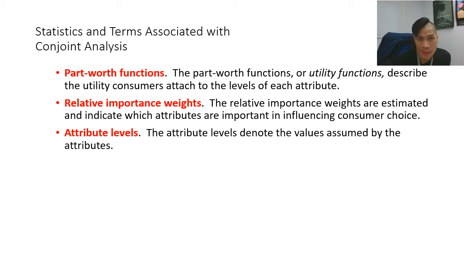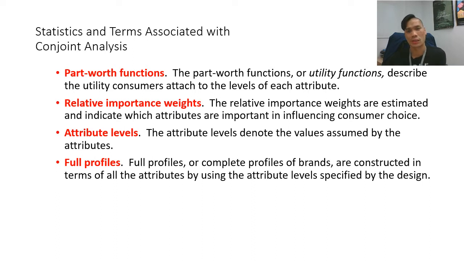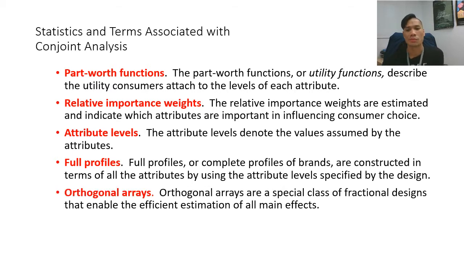So back to the color example, my levels of my color will be white, black, pink. These are the values assumed by the attributes. Full profiles are the combinations of the values of the attributes, putting the attributes together, and it comes out as a specified design. So which specified design, which combination of the attributes, do the consumers prefer the most?